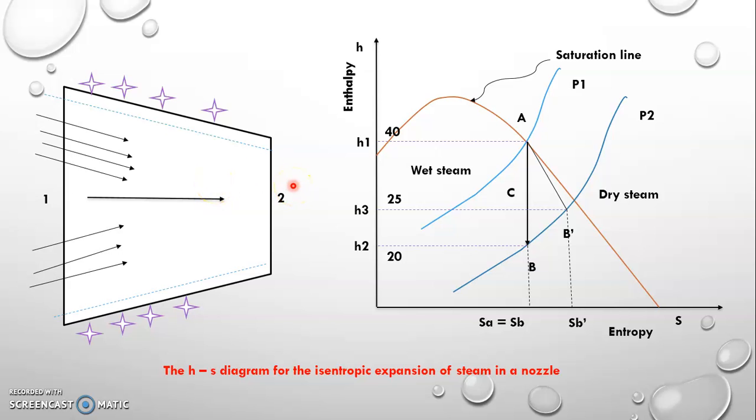Entropy is nothing but disorder. Disorder will be increased. The efficiency will be decreased. These are all the factors from the effect of friction.